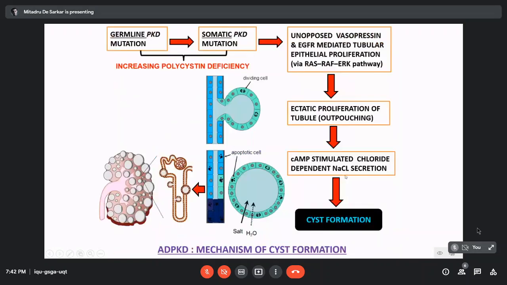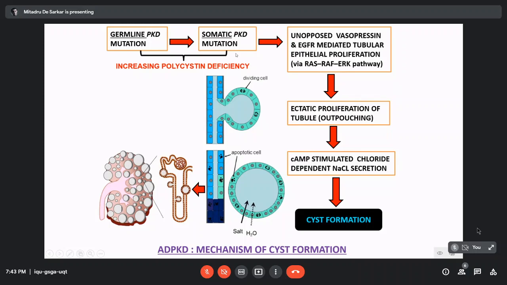So let's talk a little bit about the pathomechanism of this particular disease. The first hit happens because of LOH, loss of heterozygosity. The first hit happens within the germline, when the first copy of the PKD gene is mutated. Later on in life, the second copy is also mutated, resulting in a somatic mutation.